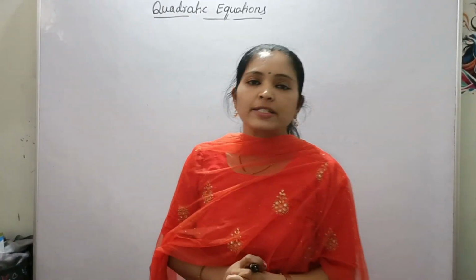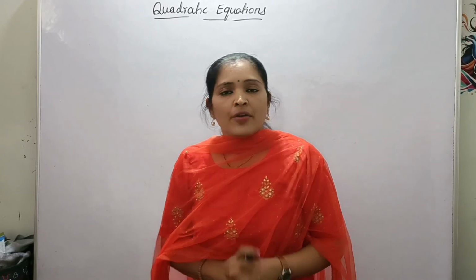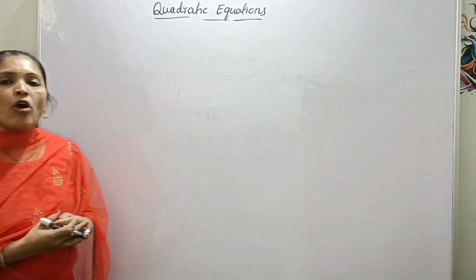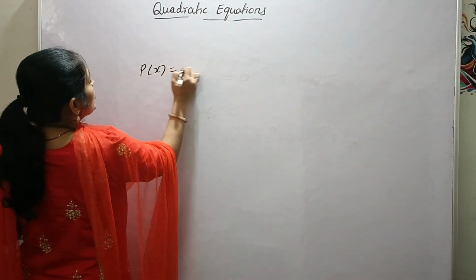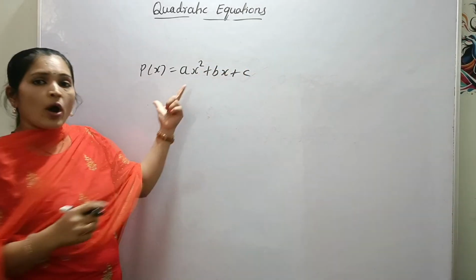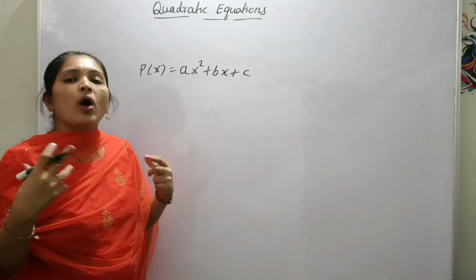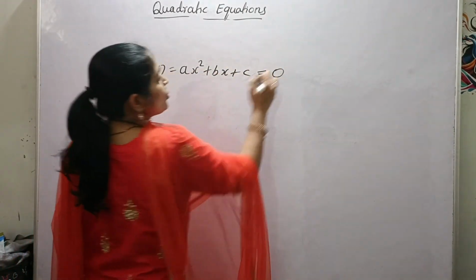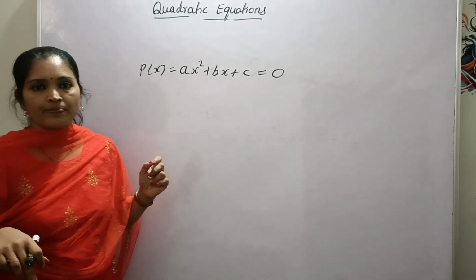Today's video is of class 10 mathematics, chapter 4, quadratic equations. We have studied quadratic polynomials, right? So what is the standard form of a quadratic polynomial? That is p of x is equal to ax square plus bx plus c. It's a quadratic polynomial. So here the standard form of a quadratic equation is ax square plus bx plus c is equal to 0. It is the standard form of quadratic equation.